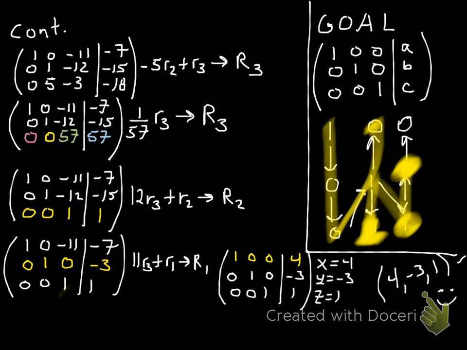Z is 1, or 1z is 1, 1y is -3, and 1x is 4. And your ordered triple is 4, -3, and 1. And you can give yourself a check mark and a smiley face, because it's a long process. And it'll get faster, and it takes forever to explain.